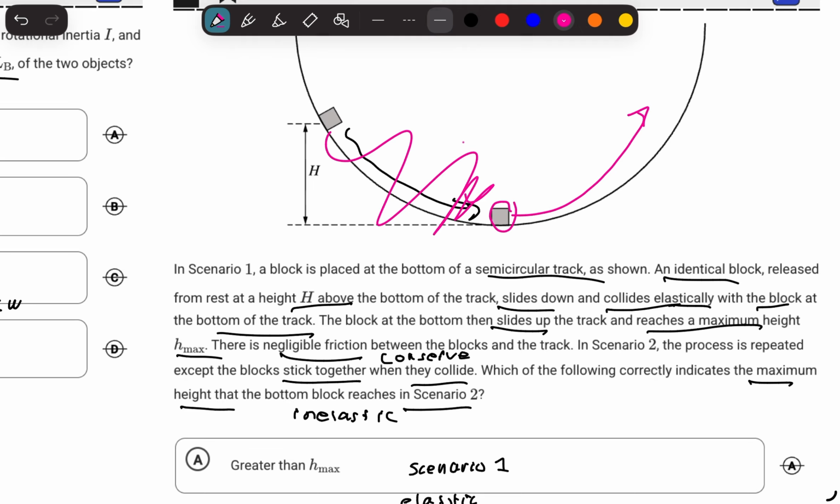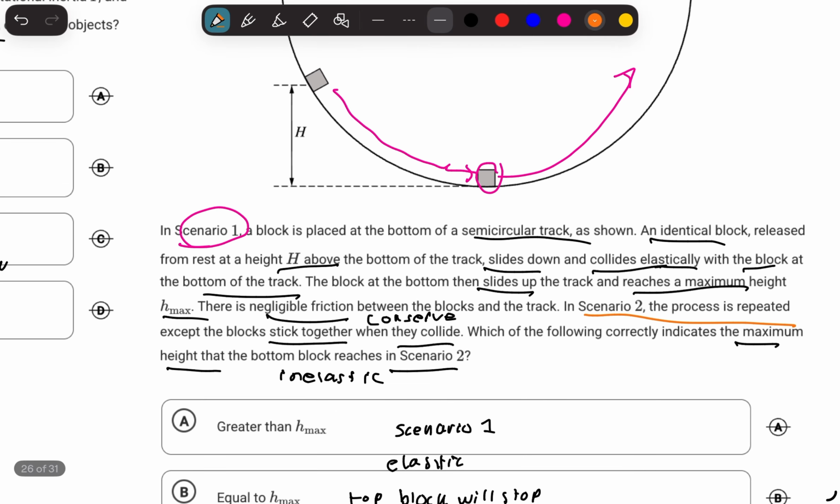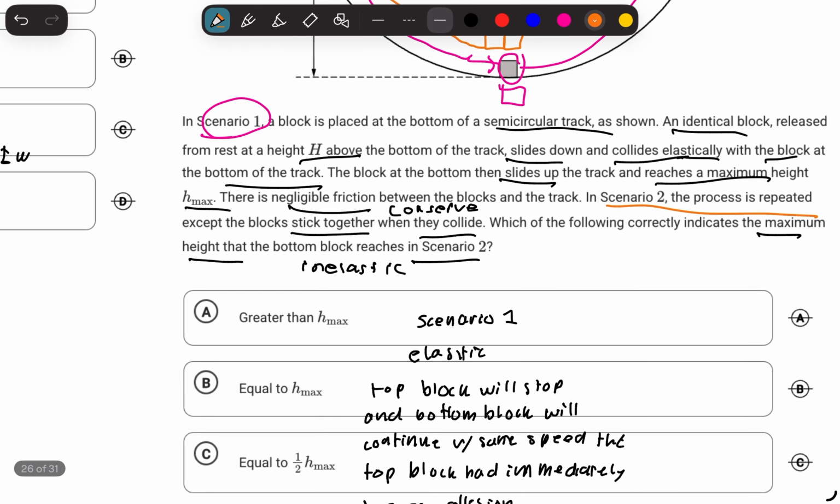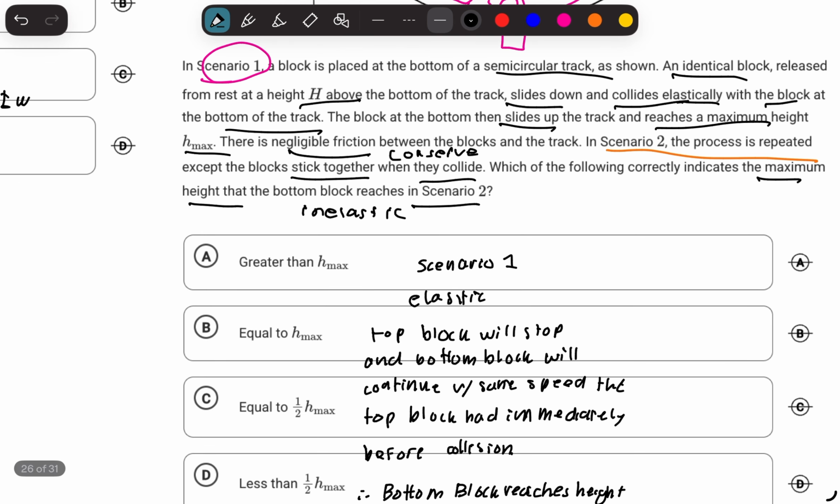So this first one, pink, will be for scenario 1. It'll crash, and then it goes up, and then it will slide down. Now in scenario 2, it's repeated, but this time they're going to stick together. This one you just had 1. So they're going to stick, and then they're going to go up. So now you have double the mass being slid up. We want to know the difference in the maximum height that they're going to reach.